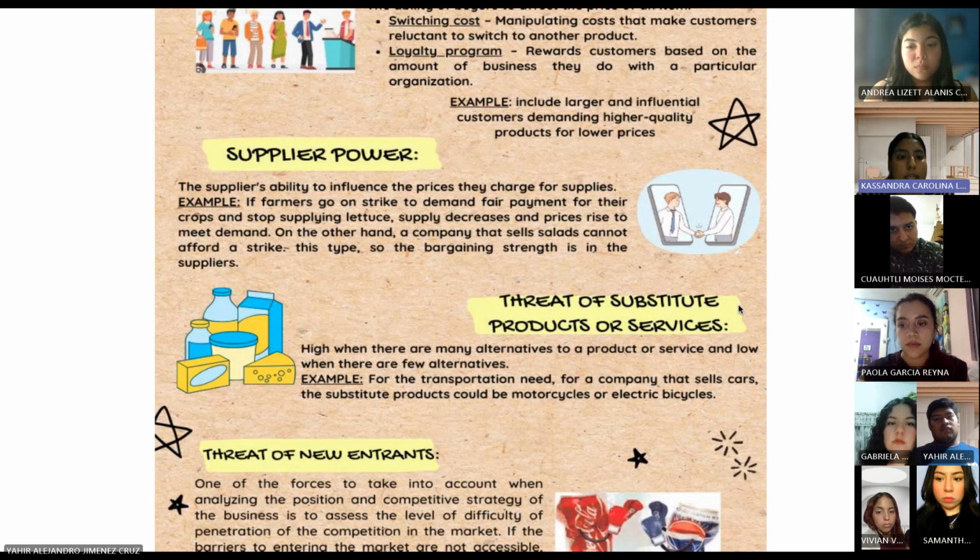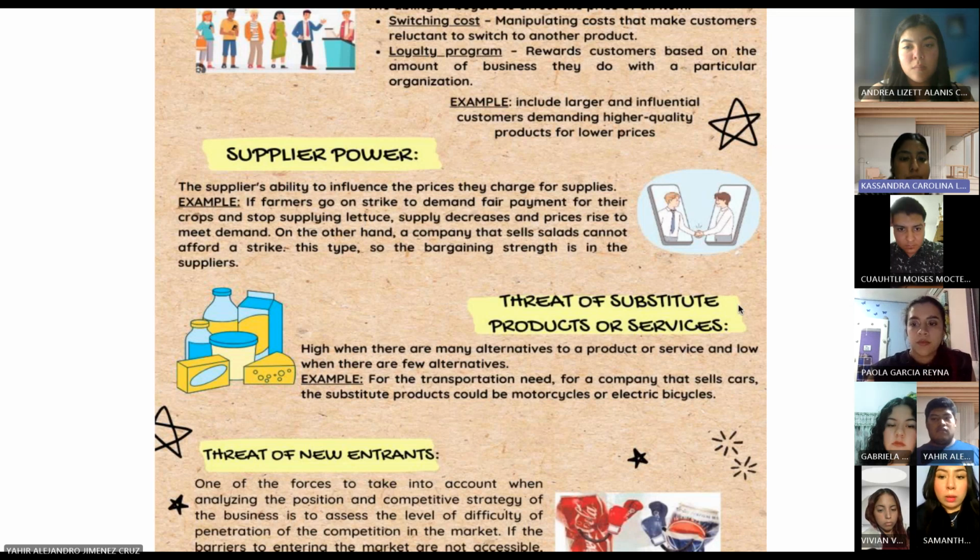For example, if farmers go on strike to demand fair payment for their crop and stop supplying, lettuce supply decreases and price rises to meet demand. On the other hand, a company that sells salads cannot afford a strike of this type, so the bargaining power is in the suppliers.